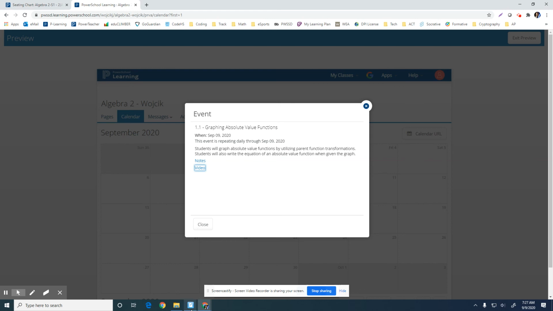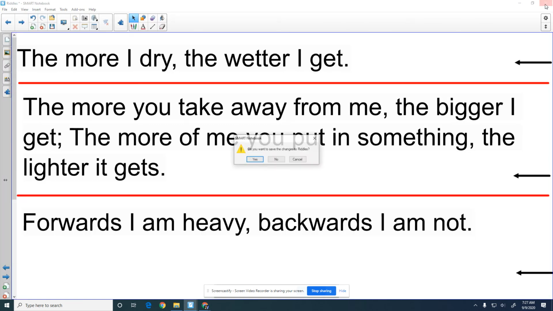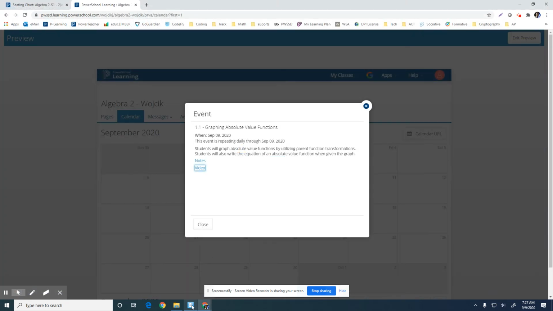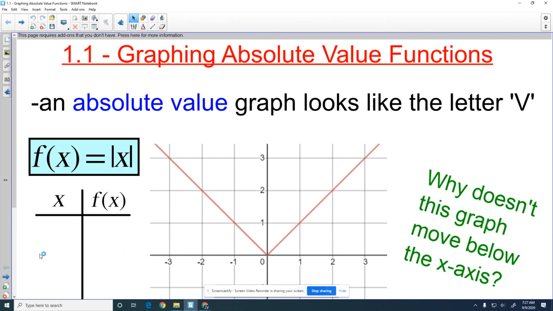Now today, I guess no more riddles. You don't want that. But we do have a lesson. So everybody, why don't you grab out a notebook and something to write with as I take attendance.